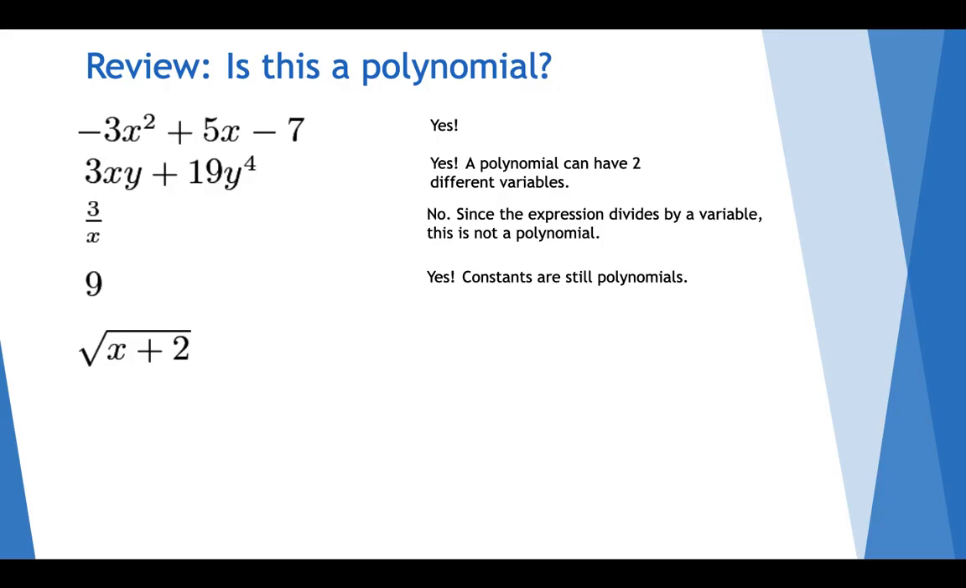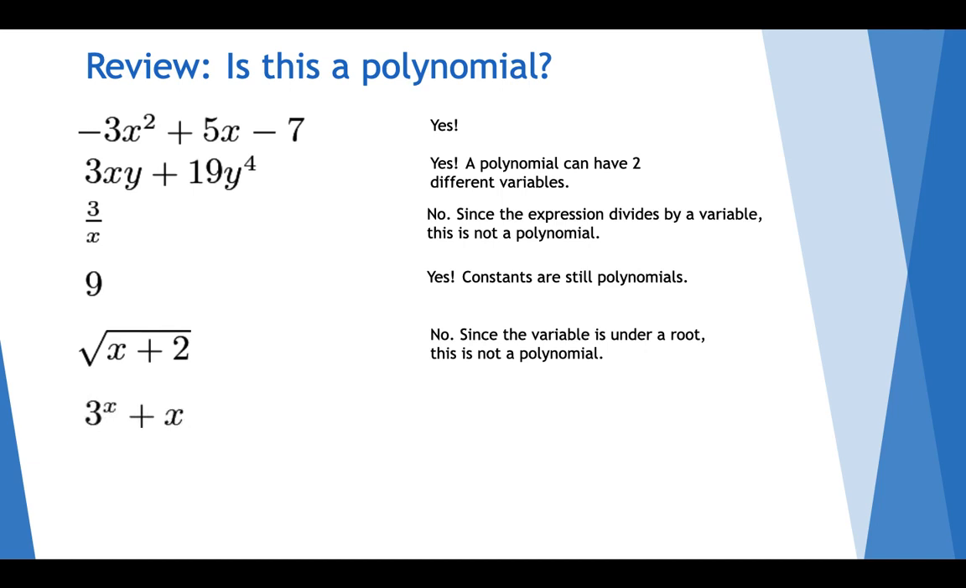How about the square root of x plus 2? Well, the square root makes this not a polynomial. You cannot have a variable under the square root. You can have coefficients under a square root. That does not interfere with it being a polynomial. In fact, we'll see an example of that later. But since the variable is under a root, this is not a polynomial.